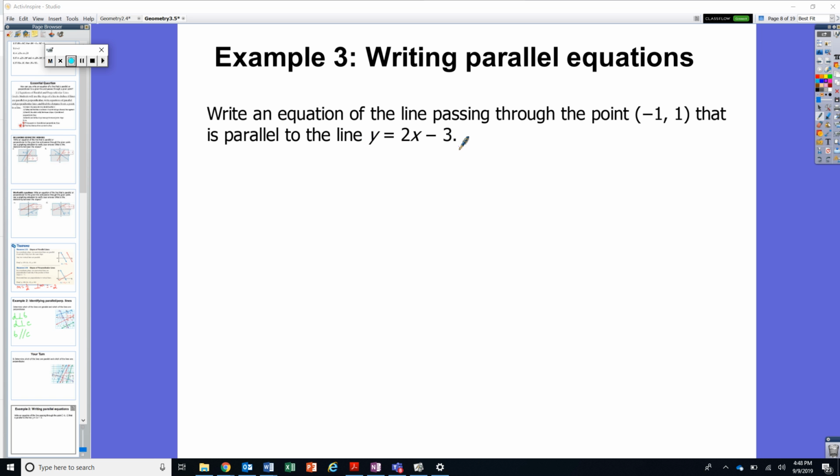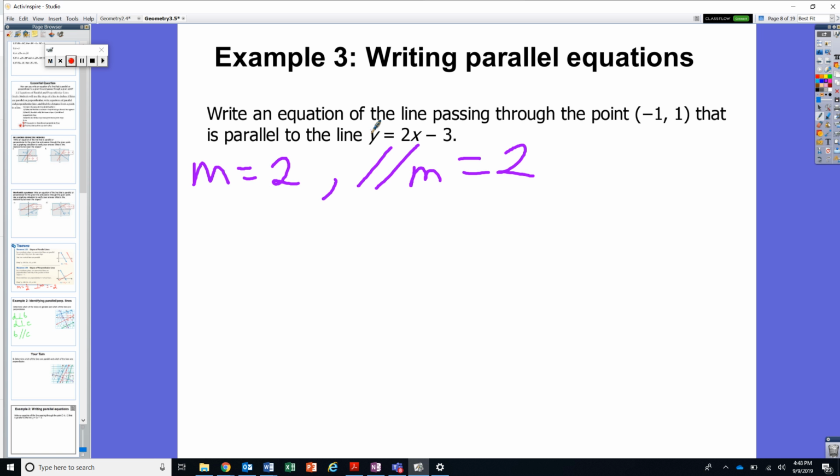2x minus 3. So right off the bat, if we know that we want two parallel lines, what does that mean for their slopes? Hopefully you realize that means they have to have the same slope. So the current slope that we are dealing with, I'm going to call it m, is 2. What we want to find is the parallel slope. Well, if the current slope is 2, the parallel slope better also be 2, because parallel lines have the same slope.